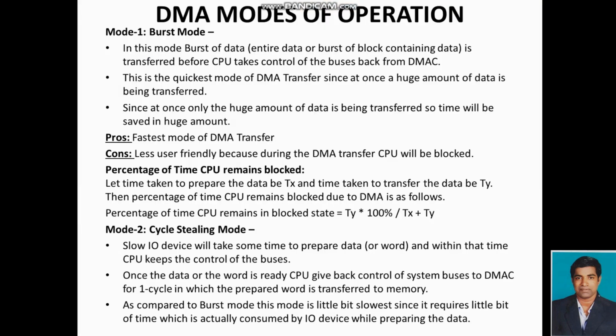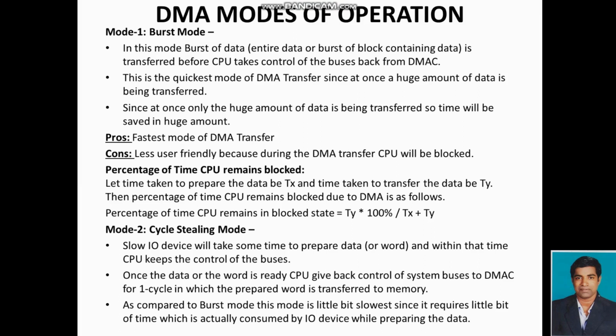DMA modes of operation, in which the first mode is burst mode. In this mode the entire data, or a burst of a block containing data, is transferred before the CPU takes control of the buses back from the DMAC. This is the quickest mode of data transfer, since at once a huge amount of data is being transferred, so a huge amount of time will be saved. Advantage: fast mode of DMA transfer. Disadvantage: less user friendly, because during the DMA transfer the CPU will be blocked.